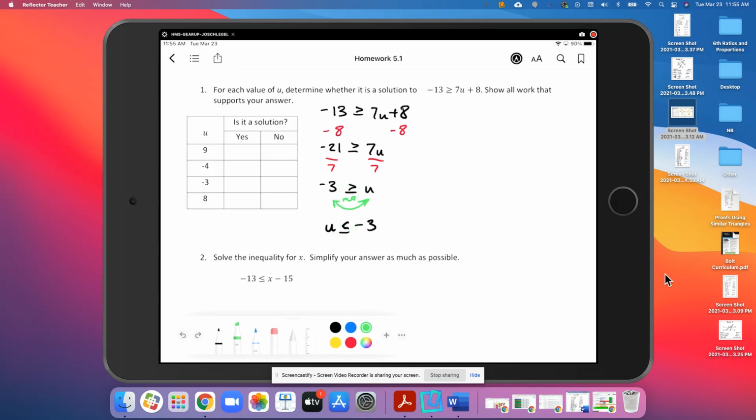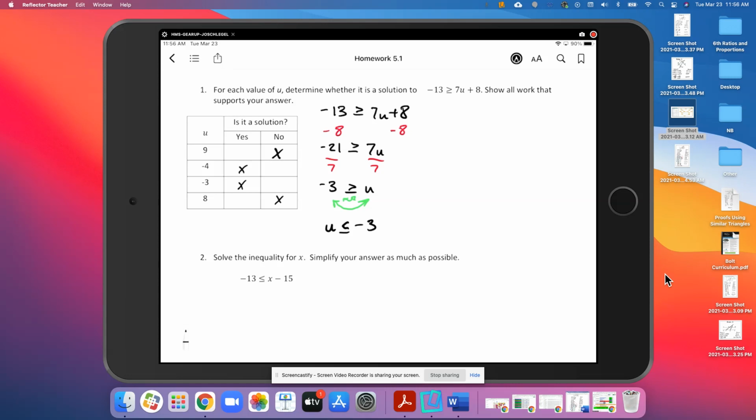This is going to be a much faster way of figuring out each one of these than putting each number in and doing it repeatedly, because I can just look for values that are less than or equal to negative 3. So, 9 is not less than or equal to negative 3. Negative 4, yes, that is less than negative 3. And negative 3, yes, that is less than or equal to negative 3. And 8 is not less than or equal to negative 3.